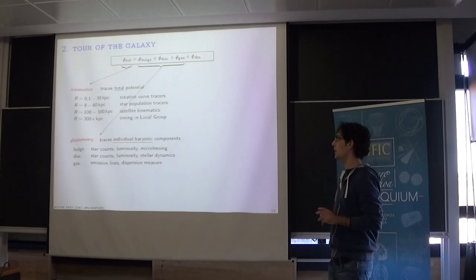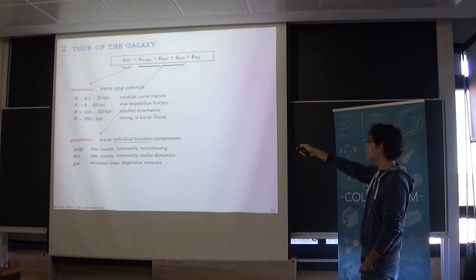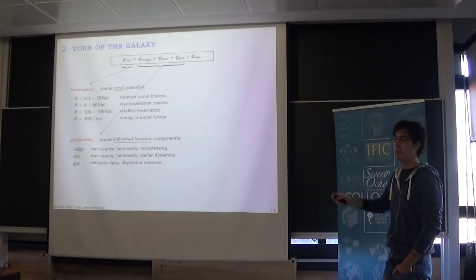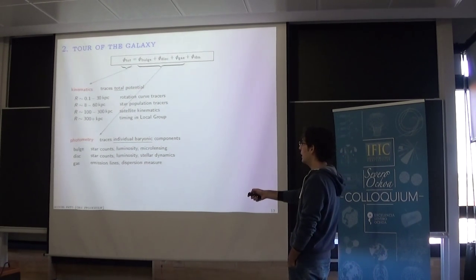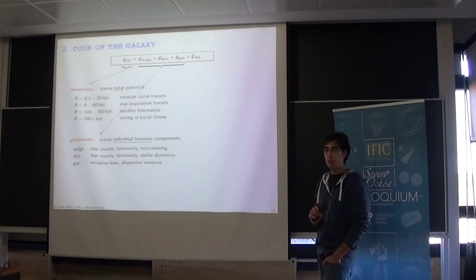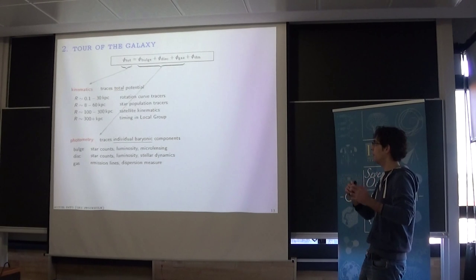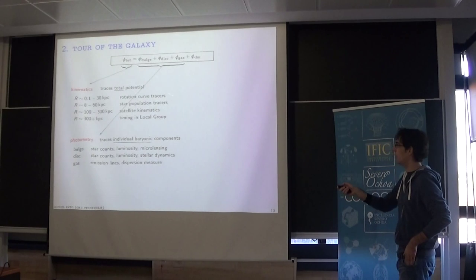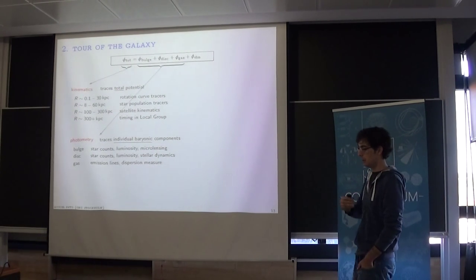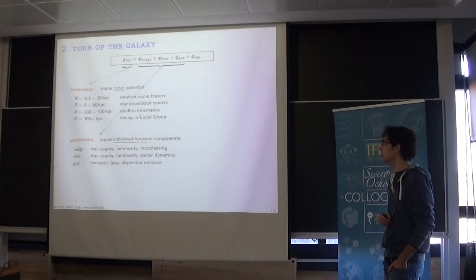And here I classify data into two different groups. Kinematical data that will trace the total gravitational potential of the galaxy and therefore the left-hand side of this equation. And here we have rotation curve tracers, star population tracers, if you are interested in the not so outer part of the galaxy, and then you have the kinematics of satellites if you are interested more in hundreds of kiloparsecs, or also timing arguments in the local group.